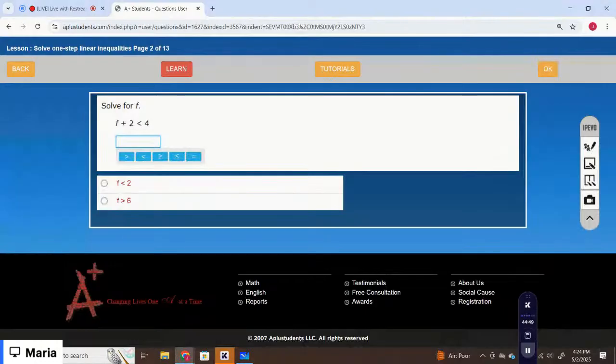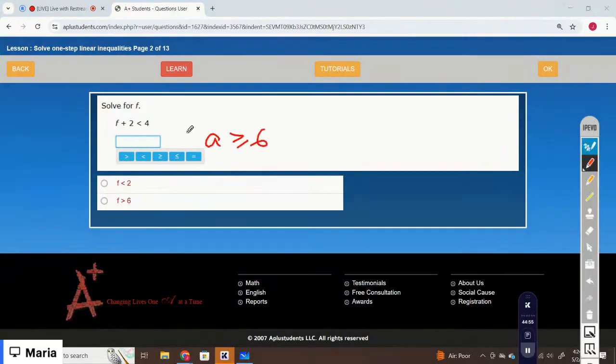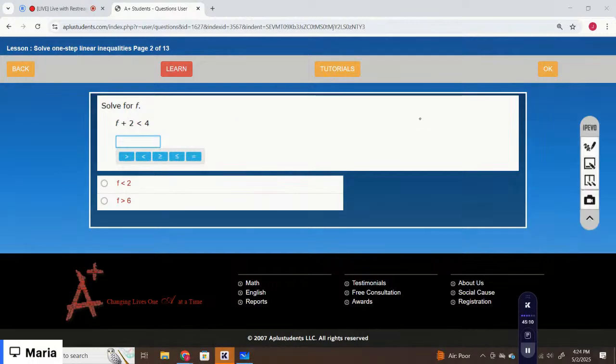Solve for F. F plus 2 is less than 4. F is less than 4 minus 2. So F is less than 2. Option number 1 is the correct option. That is F is less than 2.